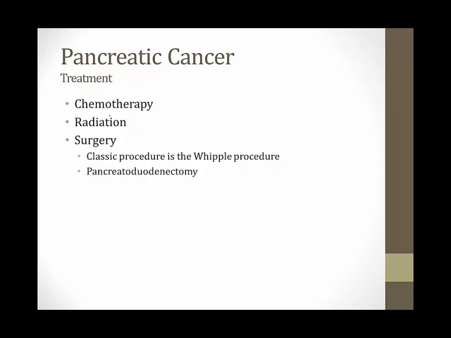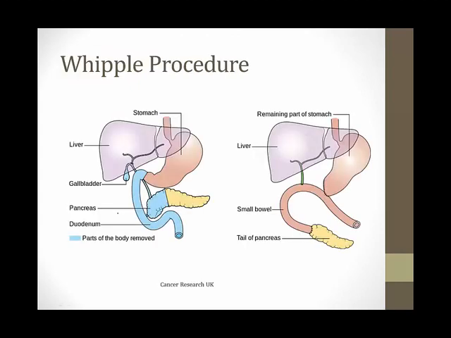The treatment of pancreatic cancer is complex. It may involve chemotherapy or radiation, or it may involve surgery. The classic procedure is called the Whipple procedure, which is also called a pancreatoduodenectomy. This is a picture of the Whipple procedure on the screen here. On the left side of the screen is the normal anatomy, and everything marked in blue here is removed as part of the Whipple procedure.